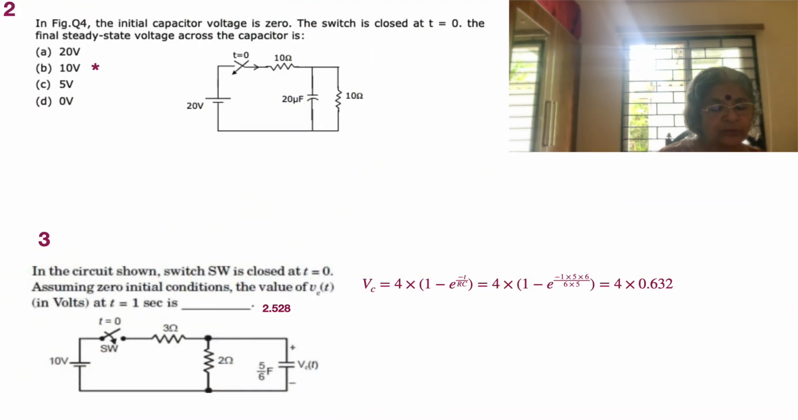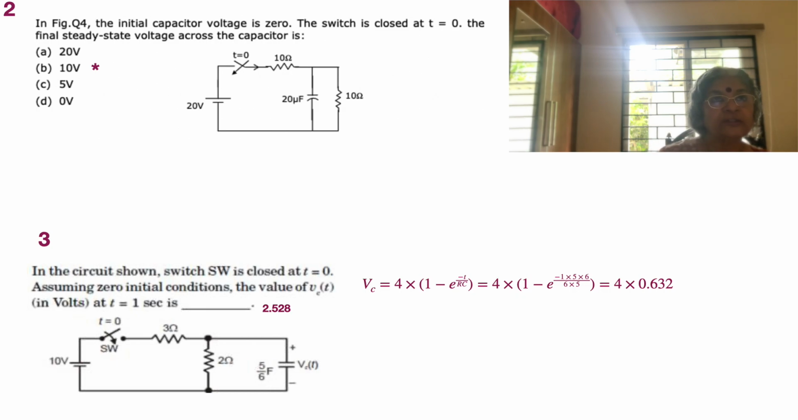Circuit shown, switch. Now what is the circuit? There is a 10 volt source. The switch is going to be made, and then there is 3 ohms and 2 ohms across 2 ohms, just like in the initial problem. We have a capacitor with capacitance equal to 5 by 6 farads. But something else is given, because VC(t) is shown. In the circuit shown, switch SW is closed at t equal to 0. Assuming 0 initial conditions, find the value of VC(t) in volts at t equal to 1 second. That's the only thing. Nothing is stored initially.